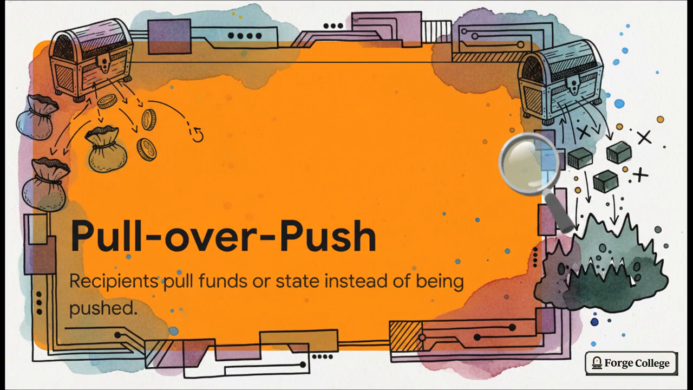Pattern number 4 is pull over push. So instead of a contract automatically pushing funds to a user, the recipient actually has to actively step up and pull their funds. This is a total lifesaver, guys. It radically reduces gas costs for the protocol, and more importantly, it prevents malicious contracts from intentionally reverting the transaction when funds are pushed to them.